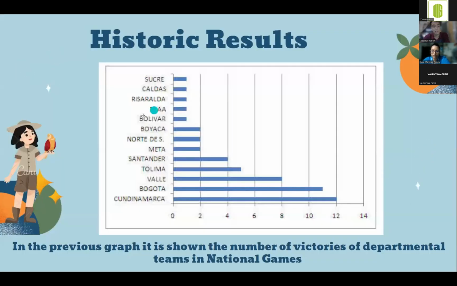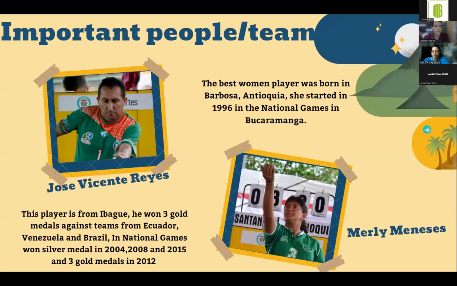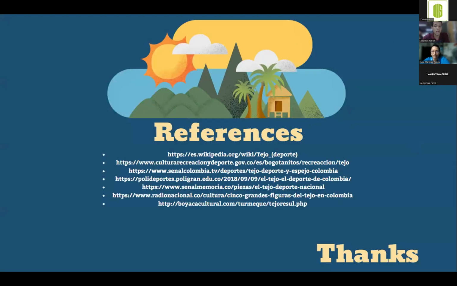Okay, next. Here in this table, we can see the teams at national level with their number of victories. First, we have Cundinamarca, followed by Bogotá, Valle del Cauca, and Tolima. And in the fifth position, our department, Santander, with 4 victories. Thanks. And finally, we have the most important players in this sport. On the men's side, we have José Vicente Reyes. And on the women's side, we have Merly Menes. If you want to learn about Tejo, you could visit the following websites. And thank you everyone for listening.